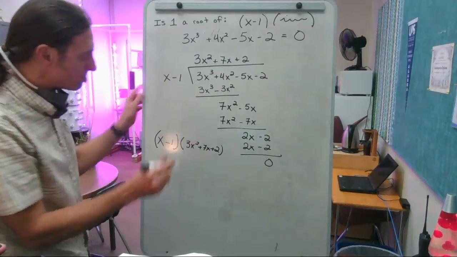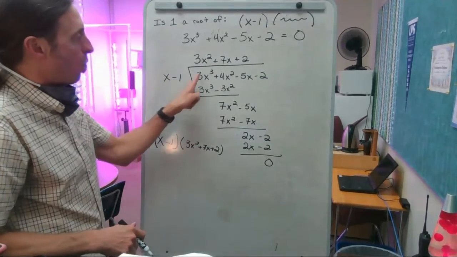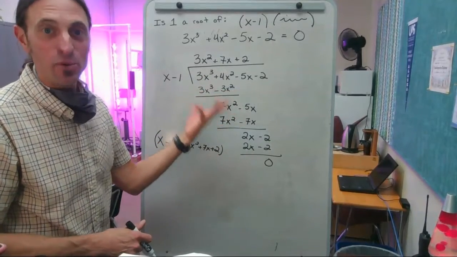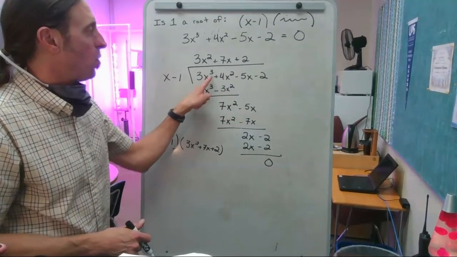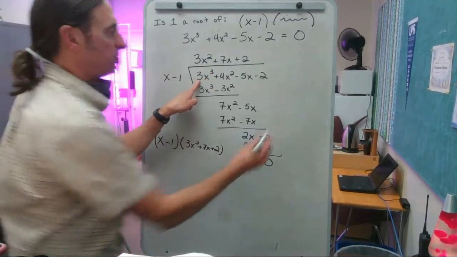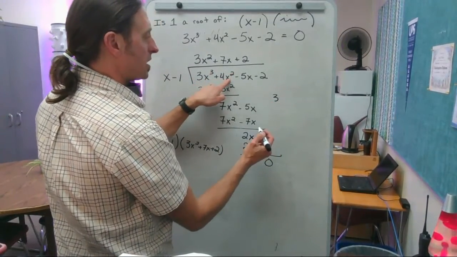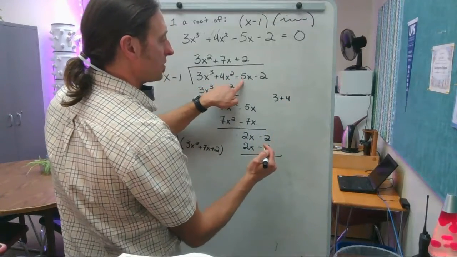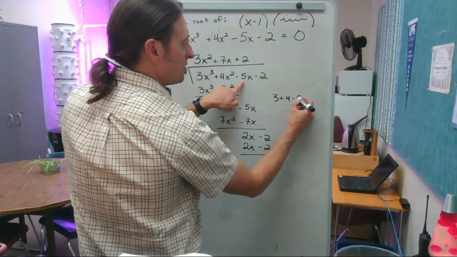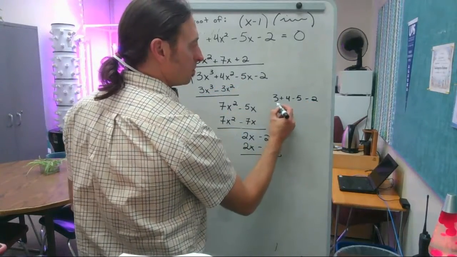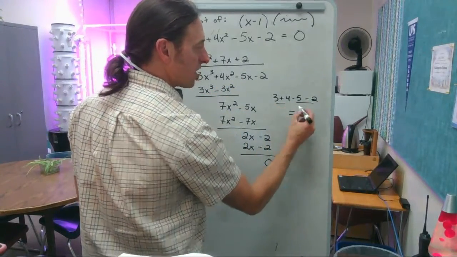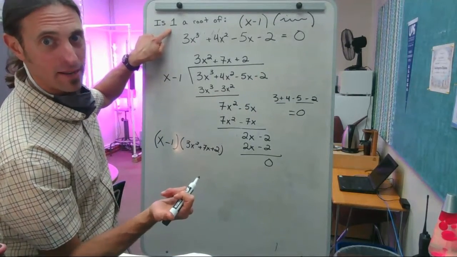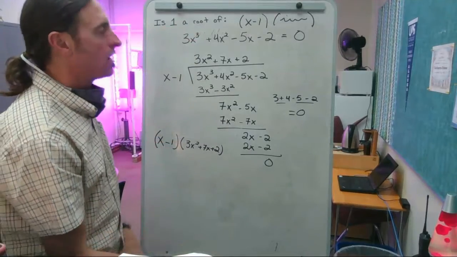In fact, what that means is if I plug 1 into this polynomial, I can get it to equal 0. 1 cubed is 1 times 3 is 3. 1 squared is 1 times 4 is 4, plus 4. 1 times negative 5 is negative 5, minus 2. 7, negative 7, that equals 0. 1 is a root. x minus 1 is a factor. That's a way to check.